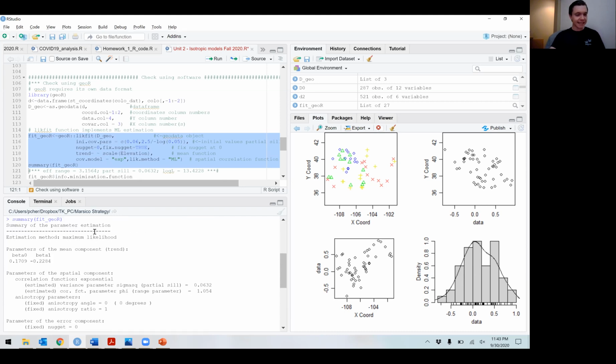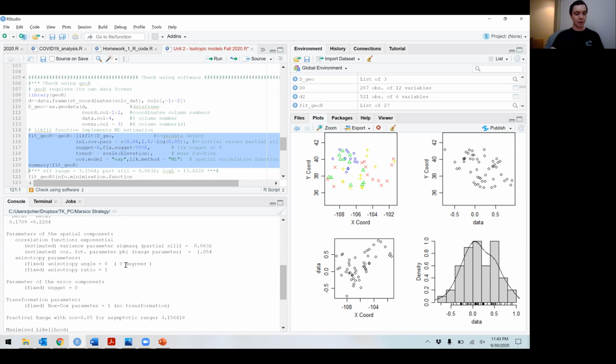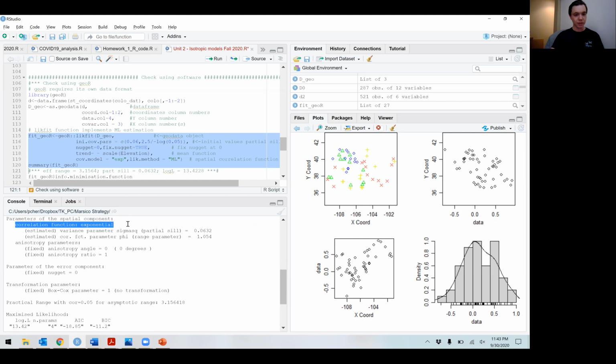So again, one of the really nice things about this package is it has very clear output. It gives you the estimation method, the parameters of the mean trend, a reminder of what correlation function we used, and the fact that we have a partial sill, not the total sill. Some packages don't state that. This is the range parameter, and they parameterize it in terms of phi. Sometimes it will be rho, or even, I think I've seen alpha in some places. So we started it at 0.8 and it has moved.